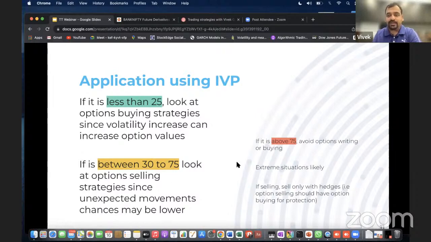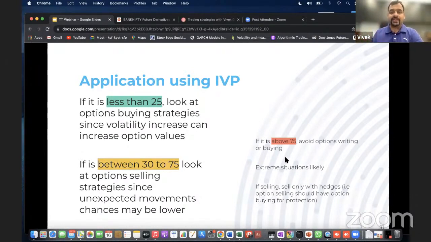And finally, if it is above 75, if it's extreme, right, I would probably avoid both writing and buying. Now, some people will say avoid buying, yes, it's understandable, it looks very expensive. So even if the move comes, the option is so expensive that you can still lose money. If you've heard that the price will go up but the call will fall, that is generally when the market is already expecting that. So the price of the option will fall in spite of the underlying going in your direction.